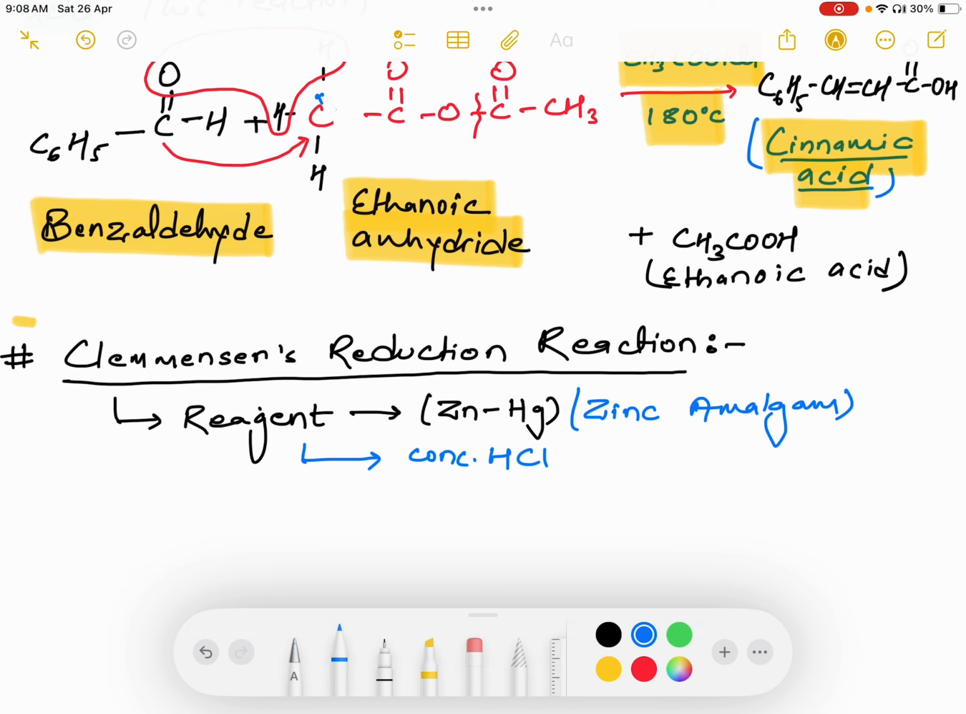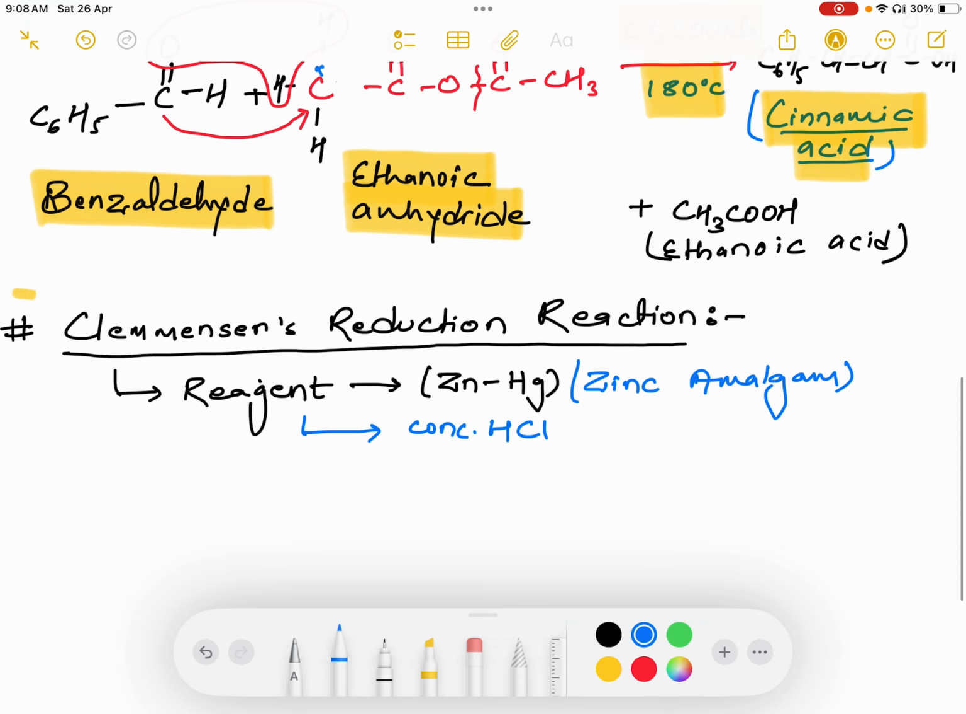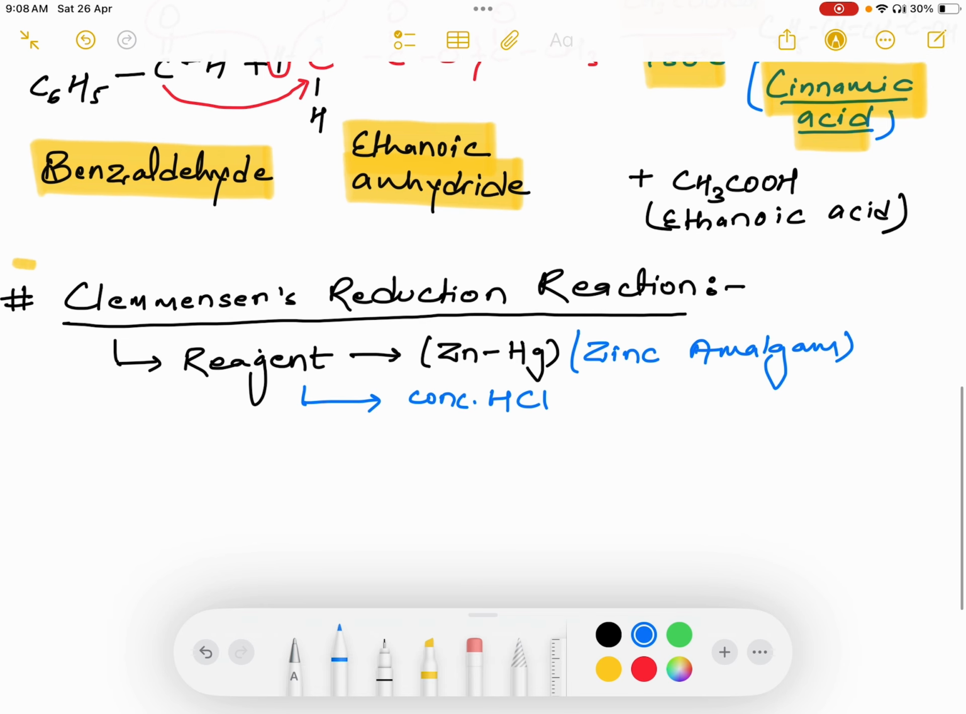Okay. And what will it give? It will give you alkane. So basically, what is Clemmensen reduction reaction? When a carbonyl compound, aldehyde or ketone basically, is treated with zinc amalgam or ZnHg in the presence of conc HCl, it will give you alkane.